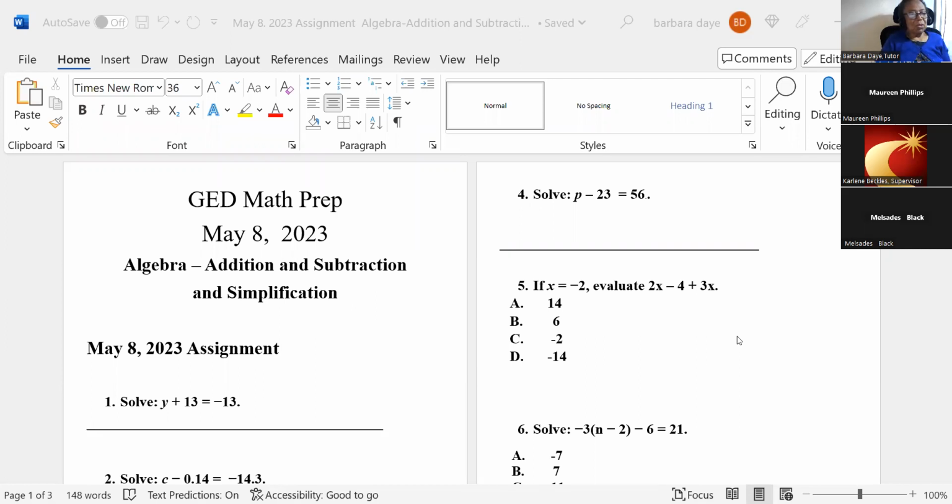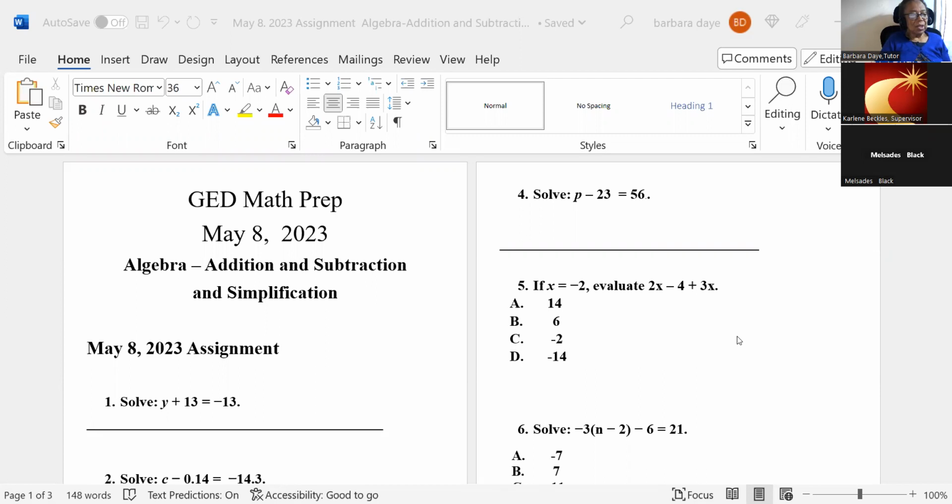Okay, so we'll get started. What we will be doing today would be the assignment that was on addition and subtraction and simplification of algebraic expressions or equations.